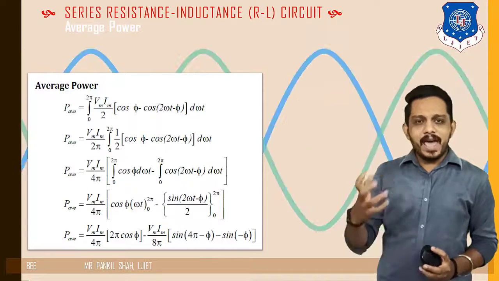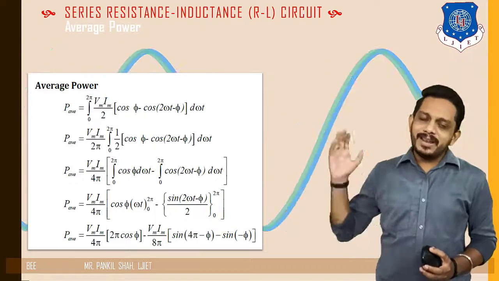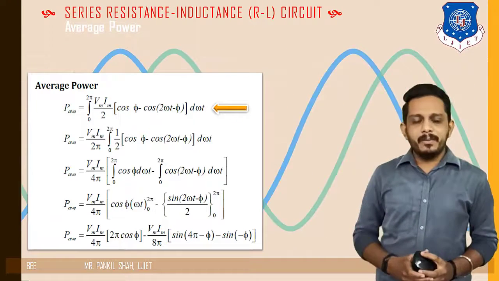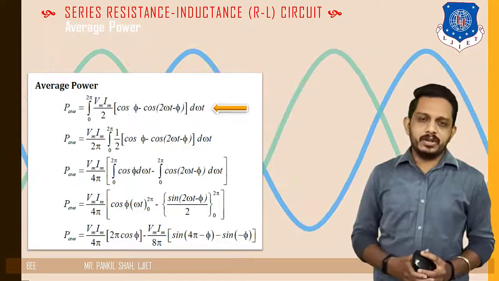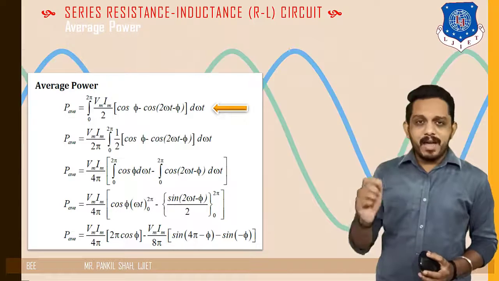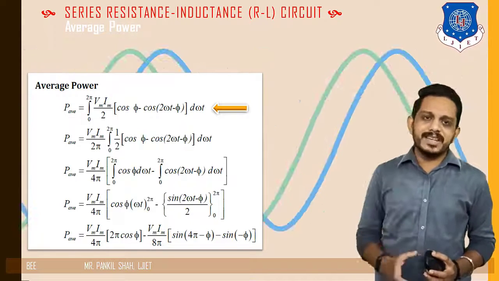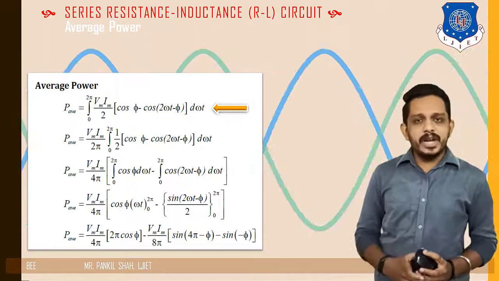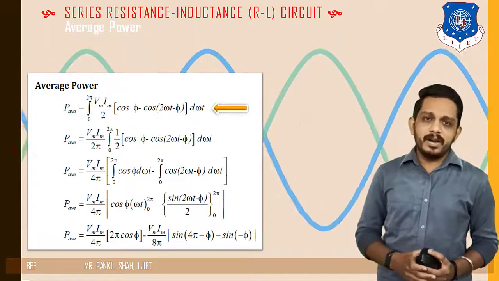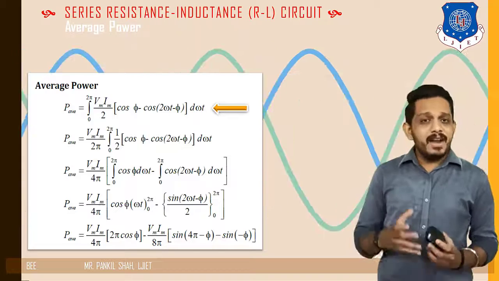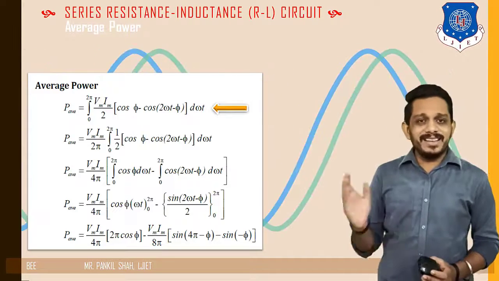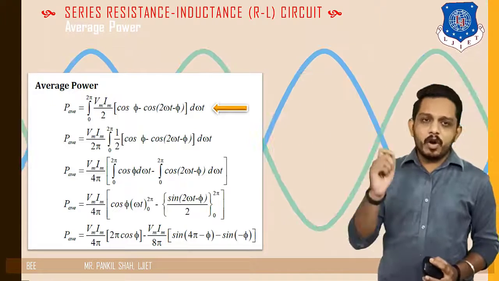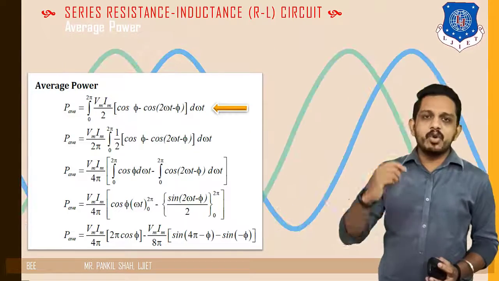Now let's see the average power consumed by this series RL circuit. To find the average power, we have to do the integration, because we want the average power consumed in one complete cycle. So we have to integrate the instantaneous power over one complete cycle, and we know that one complete cycle is from 0 to 2 pi. So we integrate the equation obtained previously from 0 to 2 pi.